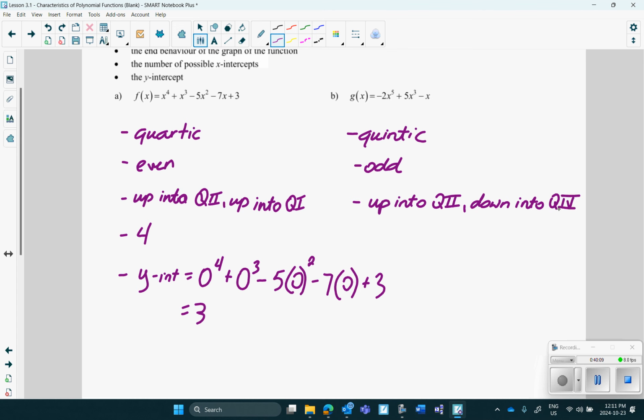Type? Odd. Maximum number of x-intercepts? 5. And the y-intercept, 0, because if you just plug 0 in, everything becomes 0. Good.